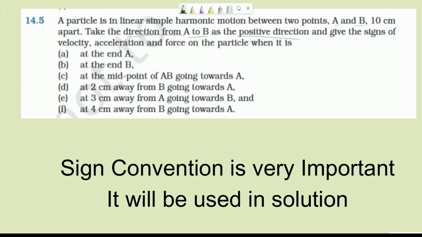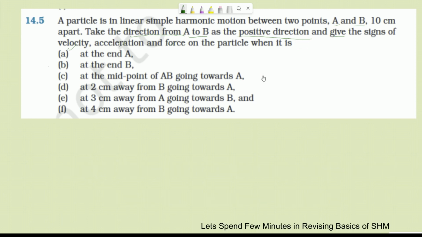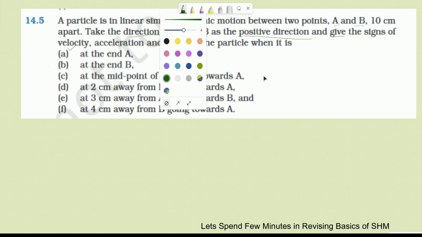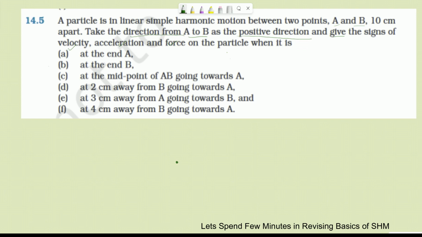The sign convention is also known to you. Give the signs of the velocity, acceleration, and force on the particle when it is at the end A. So first of all, you must understand. We can read the question as we progress. But I think the first thing we have to learn is how we look at simple harmonic motion. So I will just give you some fundamentals of simple harmonic motion.